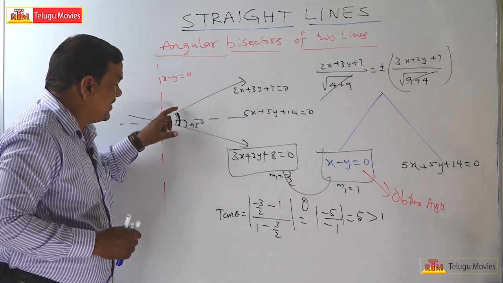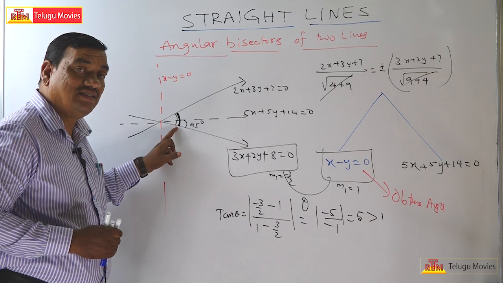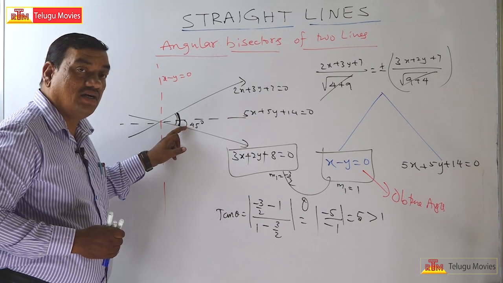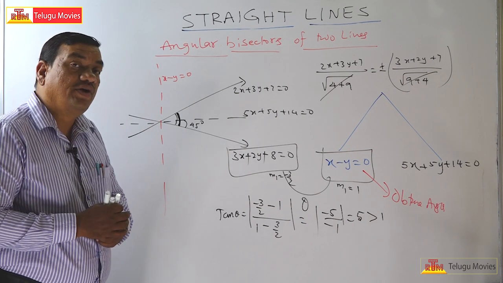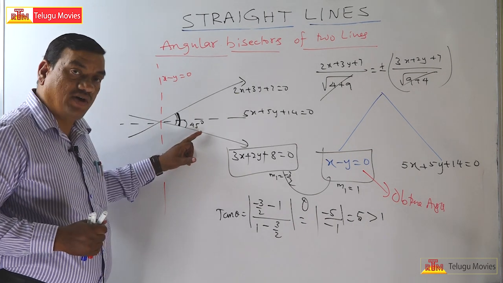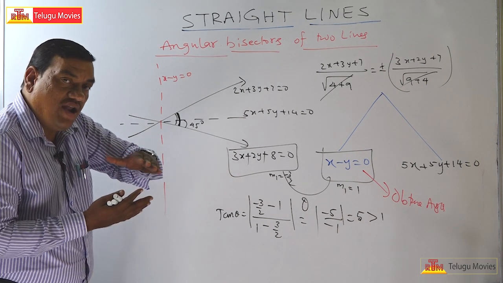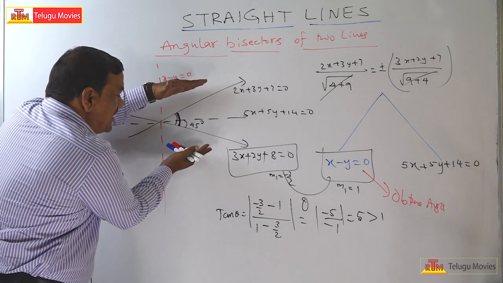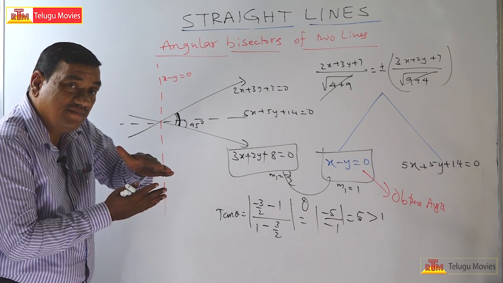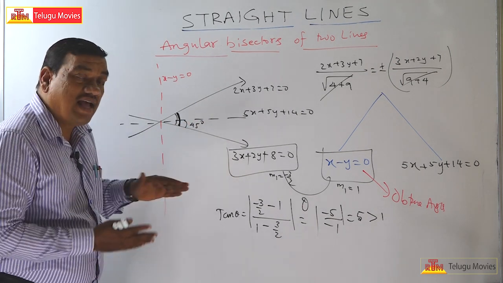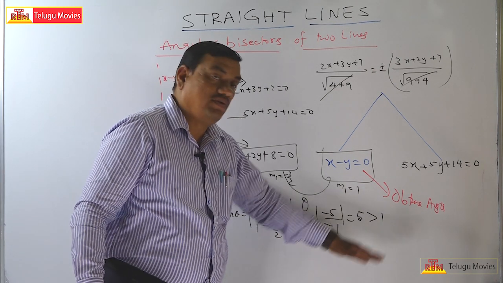For example, these two lines are perpendicular. If the angle between them is 90 degrees, then half of that angle means 45 degrees. What is tan 45? Tan 45 is 1. If it is less than 1, the angle between these two lines will be less than 90, so the acute angle is also less than 45 degrees. That means you will get less than 1.